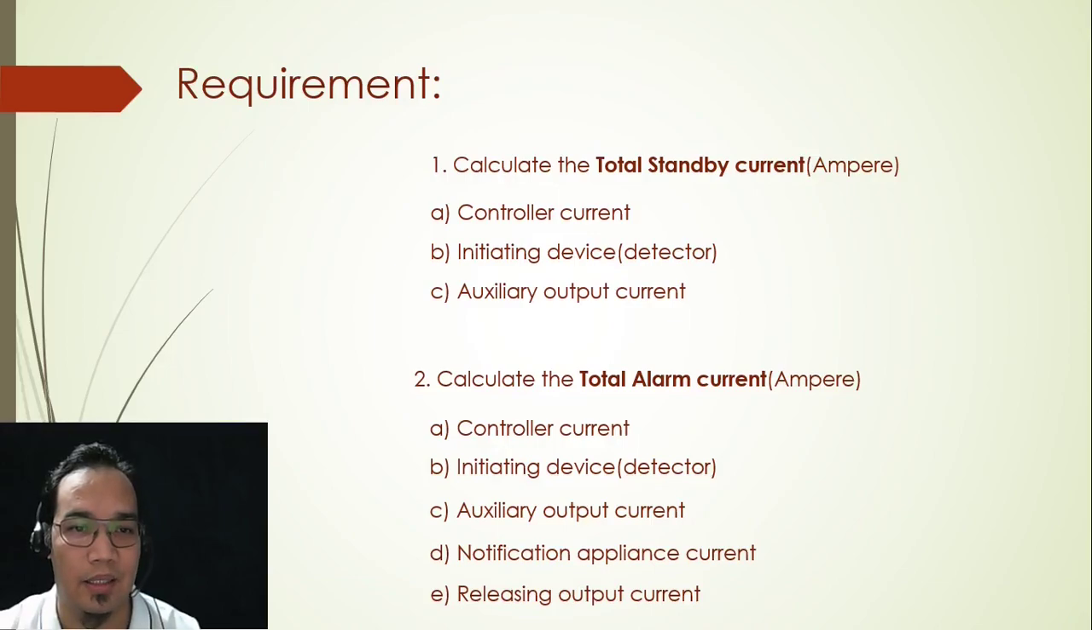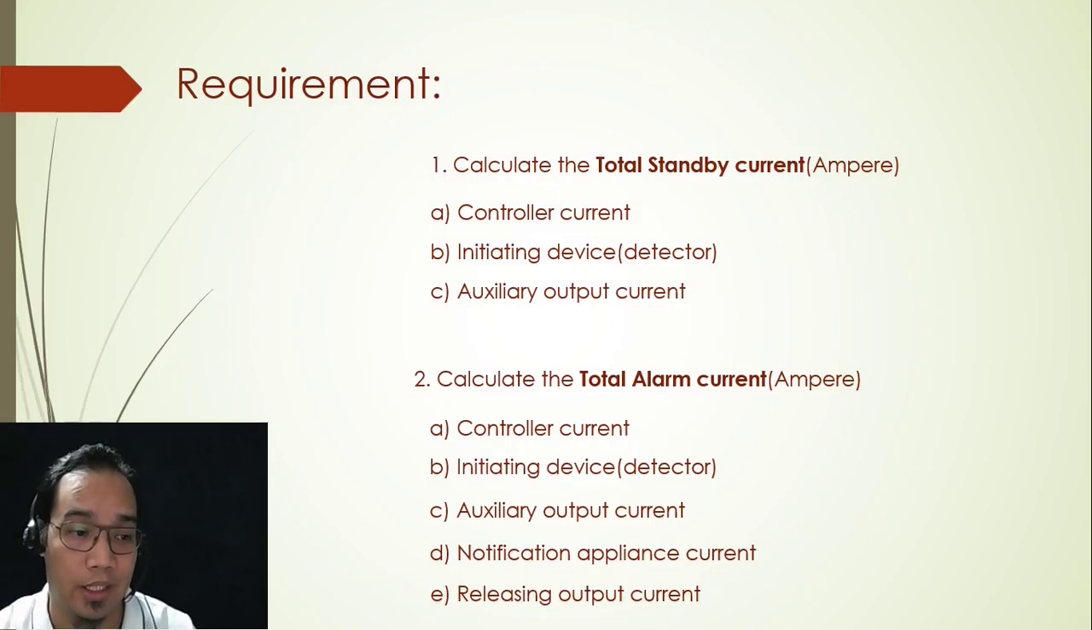Okay guys, let us start with the discussion. We have seven main procedures on how we calculate the battery calculation. The first one is to calculate the total standby current. So what are those devices that we need to consider in the calculation of the total standby current?